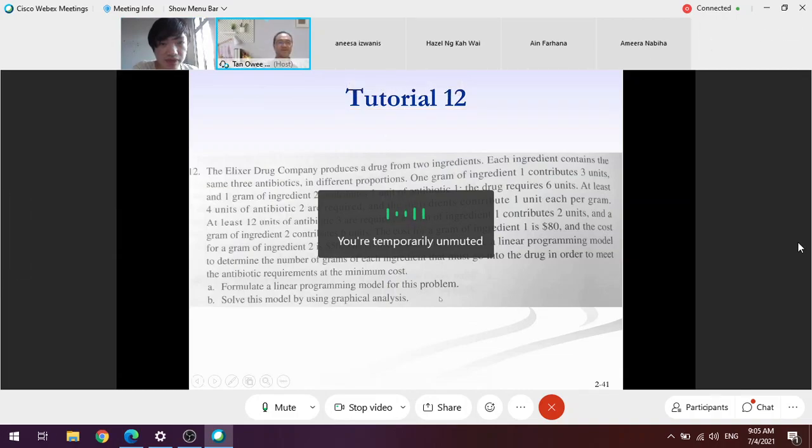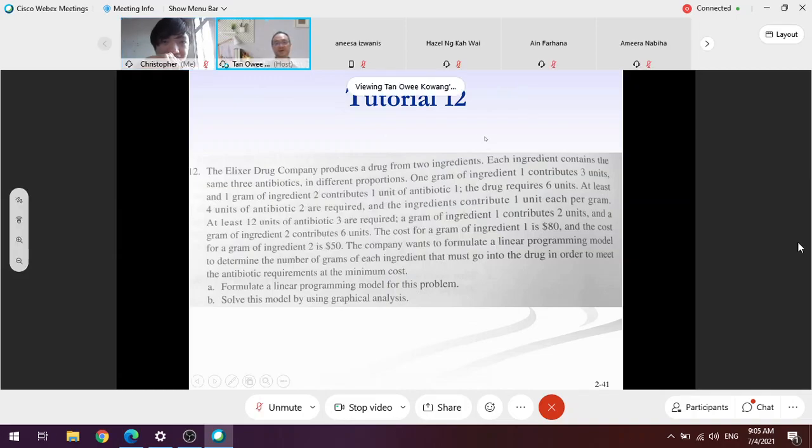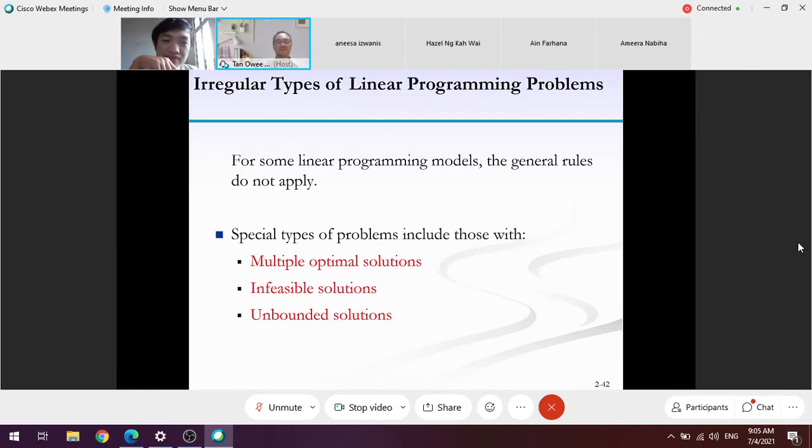There's one tutorial 12. Okay. Before we look into the tutorial for the previous chapter, there's another few slides we need to cover. So you try to do tutorial 12. Graphical methods, there are a few special cases of graphical methods that I'm going to explain to you. Nothing is perfect in life, right? So graphical approach is the same thing. You might end up with these three scenarios or conditions in which you're not able to identify the optimal solution. So number one is multiple optimal solutions.